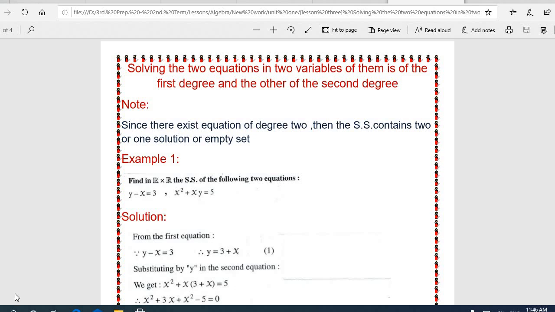The third lesson is solving two equations in two variables. One of them is the first degree and the other is a second degree. Since there exists an equation of degree 2, the solution set contains two or one solution or is the empty set.